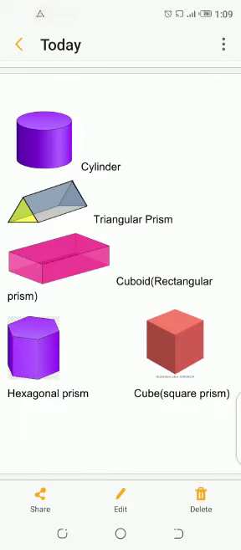A cuboid can be formed by piling up rectangles. So a cuboid is a pile of rectangles, and that is why we can also call it a rectangular prism. The top face is a rectangle, and the bottom is a rectangle. Now looking at the next shape, that is not a very common shape, but it is also a prism.